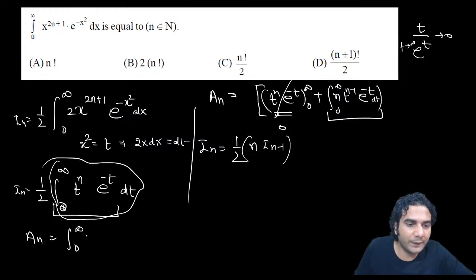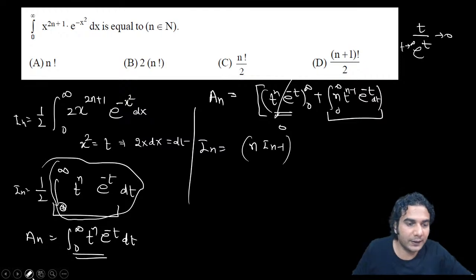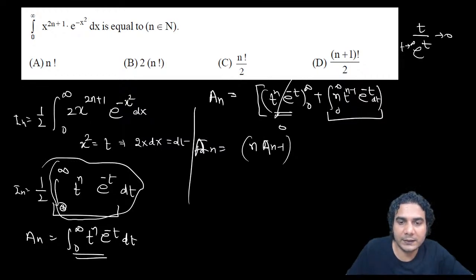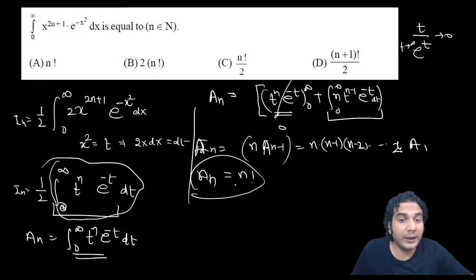So it is going to be integral 0 to infinity t raised to n e raised to minus t dt. You can directly use this result. An was nothing but n factorial. You can leave this 2, otherwise you might get confused whether it is recurring or not. Now use this result: An is n times An minus 1, and this is n into n minus 1 into n minus 2 and so on up to 1 into 2 into A1, and A1 is 1, so it is going to be n factorial. So An is nothing but n factorial.